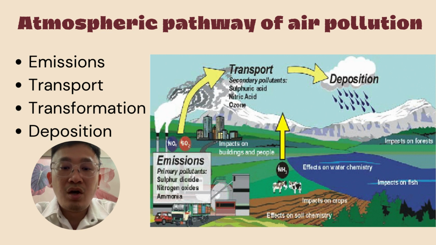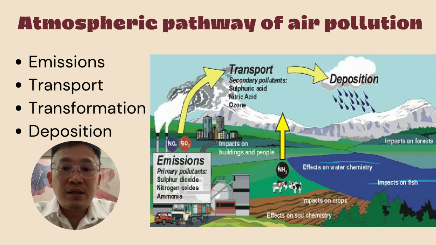Finally, deposition refers to the process by which pollutants are removed from the atmosphere and deposited onto the surface of the earth or water bodies. This can occur through wet deposition, such as rainfall or snowfall, or dry deposition, including the settling of dust and gases. Wet deposition is generally more efficient in removing pollutants compared to dry deposition.